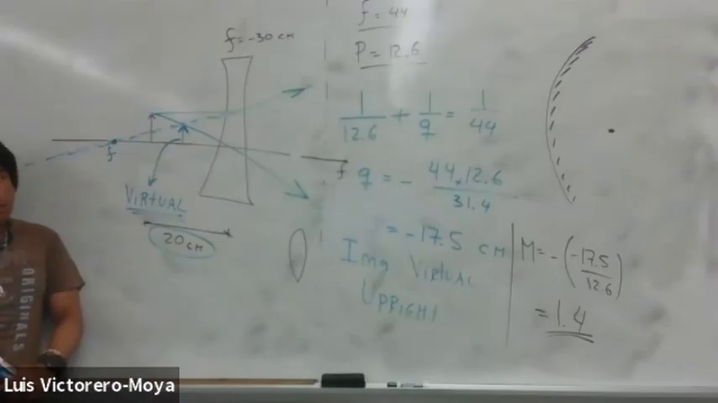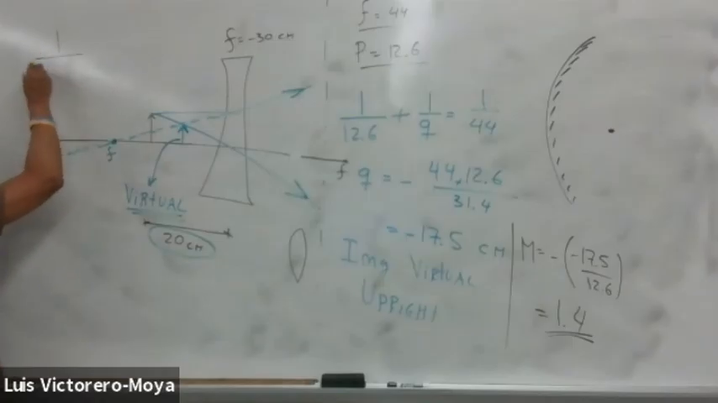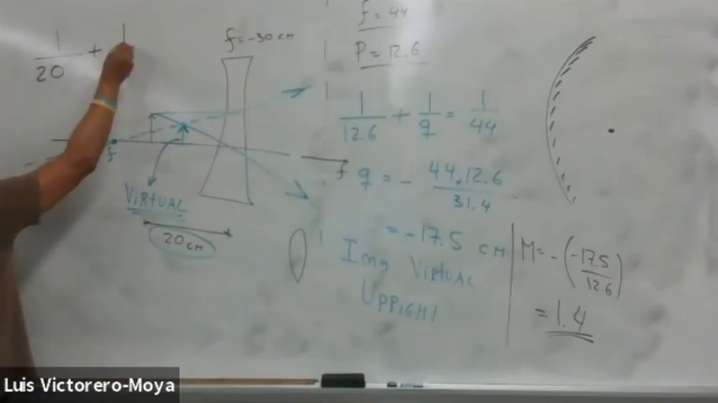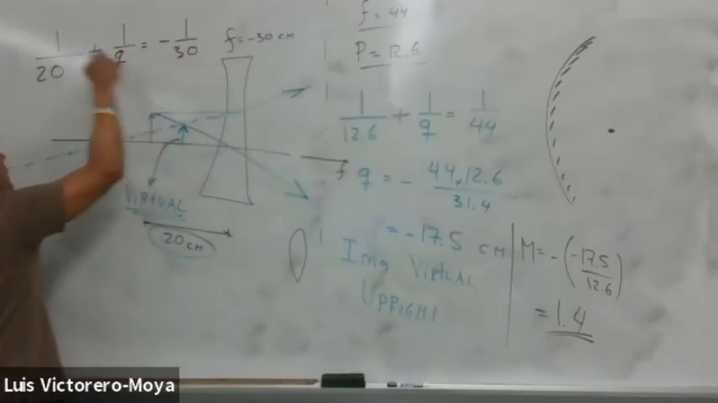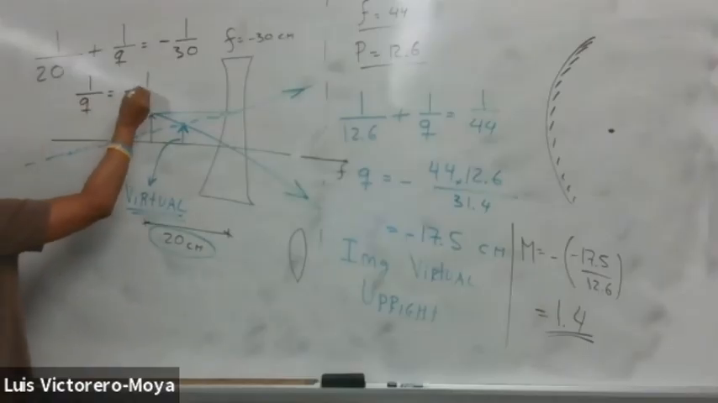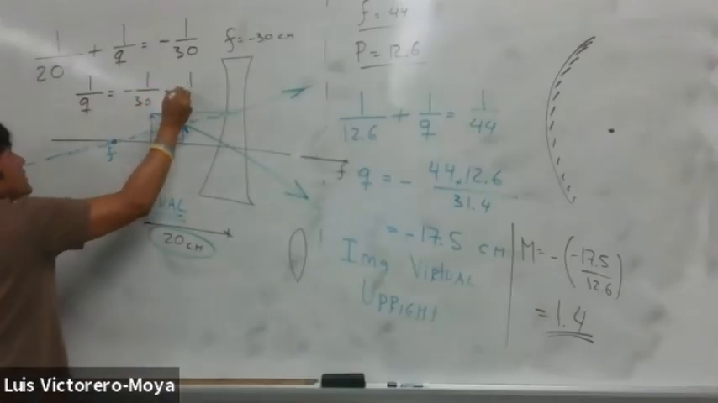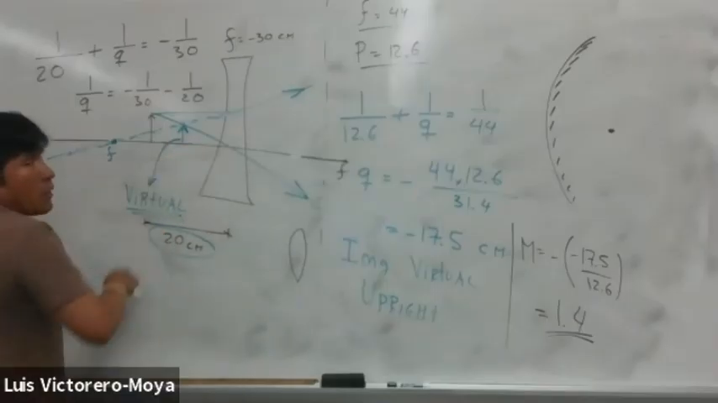All right? If you do the algebra, you will see 1 over 20 plus 1 over q is minus 1 over 30. This will go there as negative, so then you will have a negative q regardless. So it's helpful for the algebra, yes, but it's also conceptual. It has its meaning behind the concepts of how the images are formed.